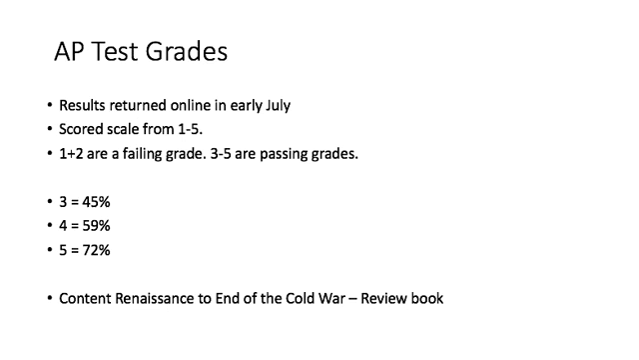The scoring of the AP test, you will get a score for your performance that ranges from 1 through 5. 1 is the worst performance on the AP European History test, and 5 is the absolute best performance on the European History test. Scores of 1 and 2 are considered to be failing grades, and scores of 3, 4, and 5 are considered to be passing grades.